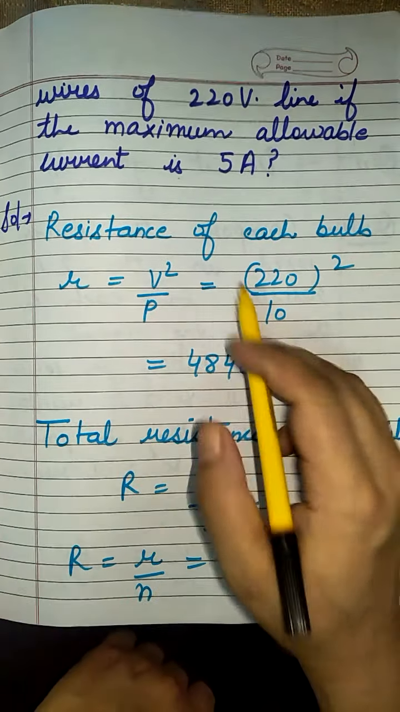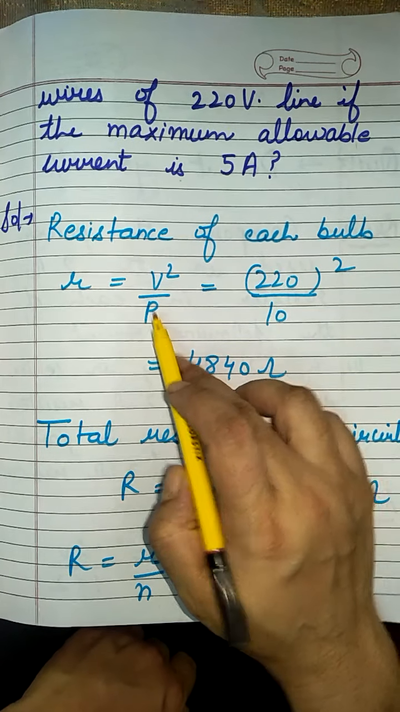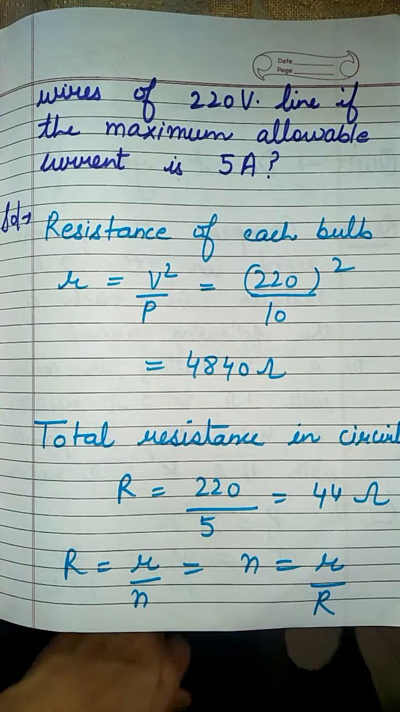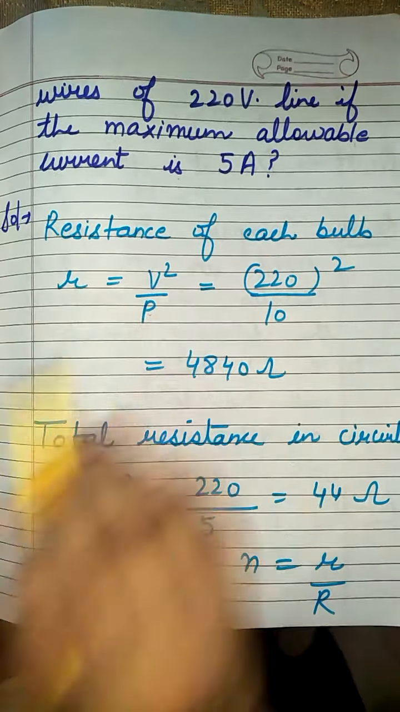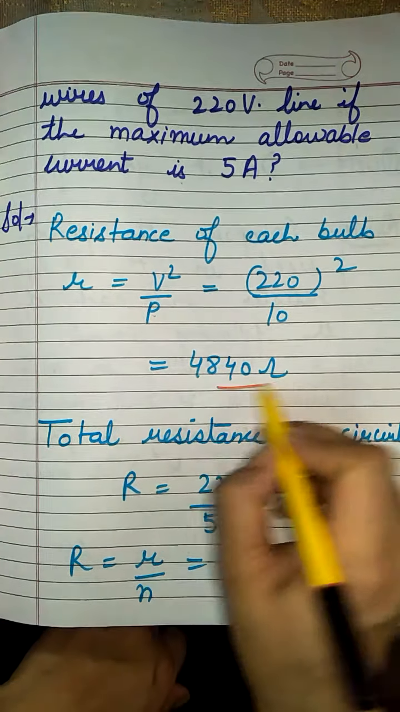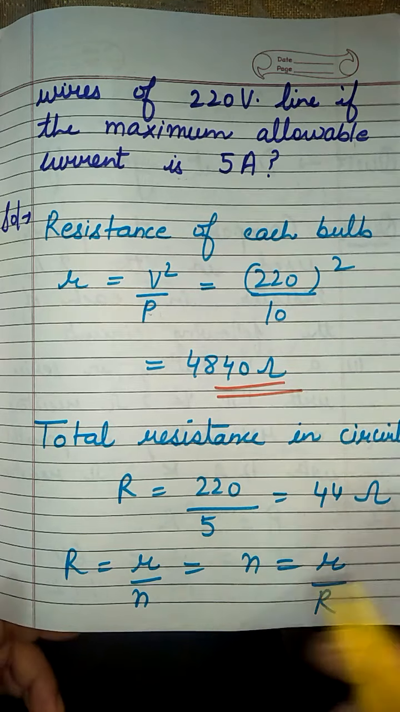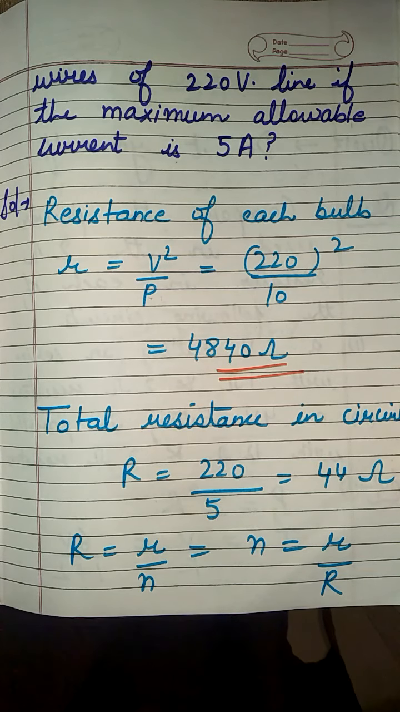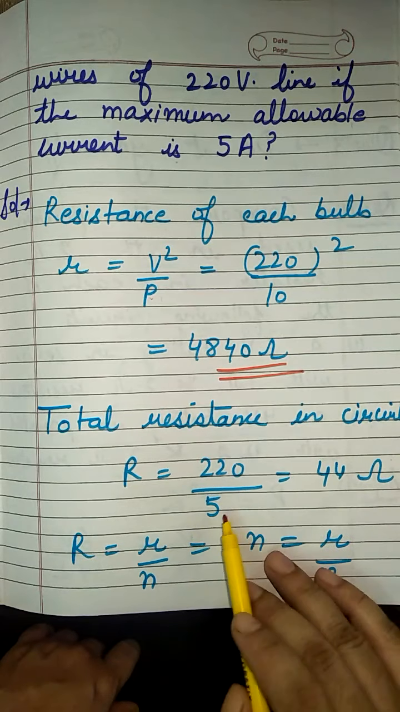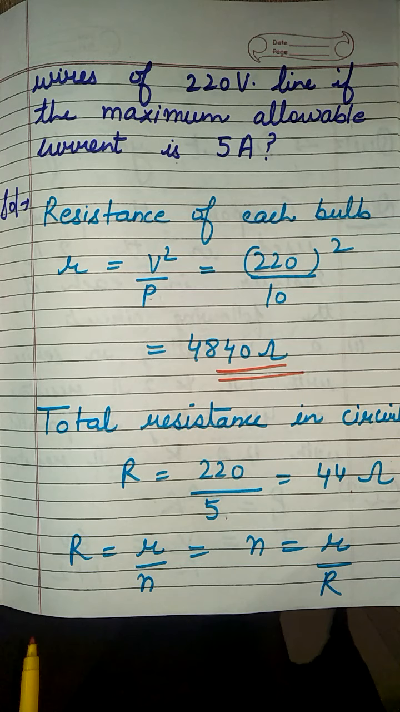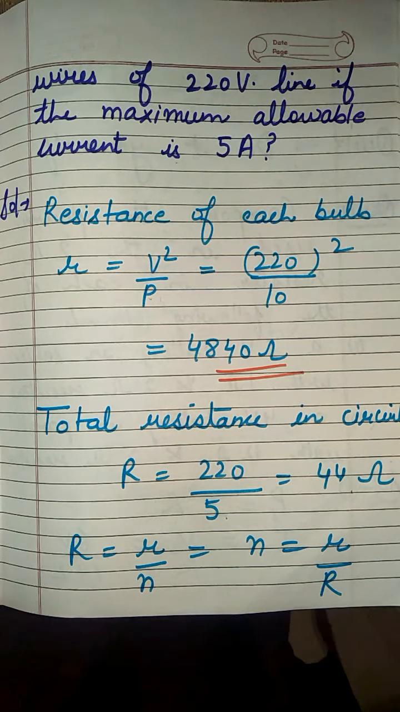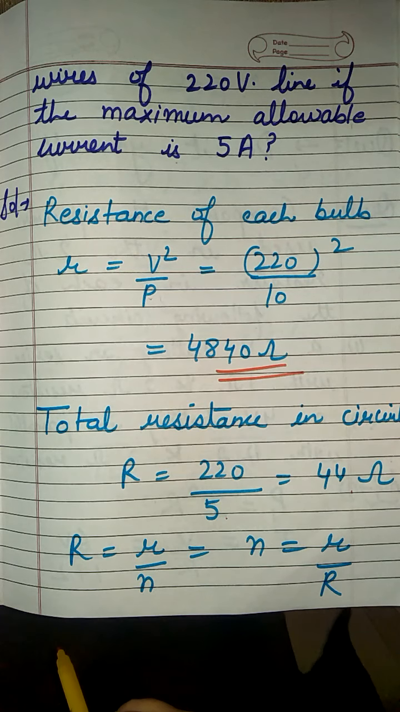So how will you calculate the resistance of each bulb? Voltage is given, power is given. So you can calculate R is equal to V square by P, because P is equal to V square by R. So this is the resistance of each bulb. Now the resistance of the circuit will definitely have a lesser value. So apply V is equal to IR and you will get 44 ohm. Always remember, I am emphasizing this a lot: the resistance of each resistor will have more value than the resistance of the circuit.